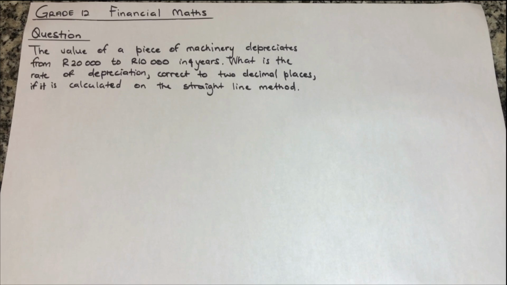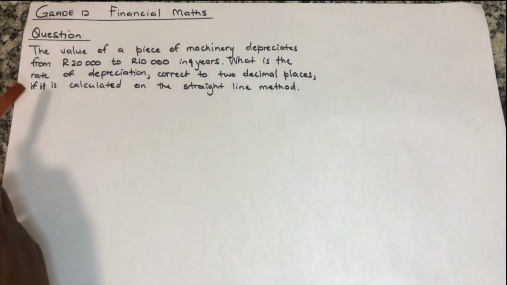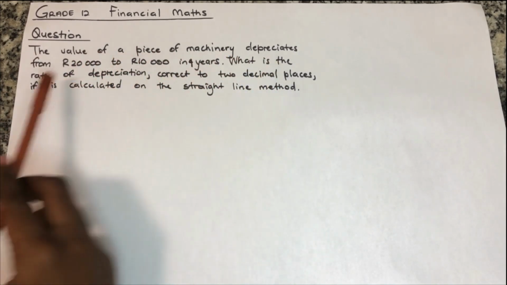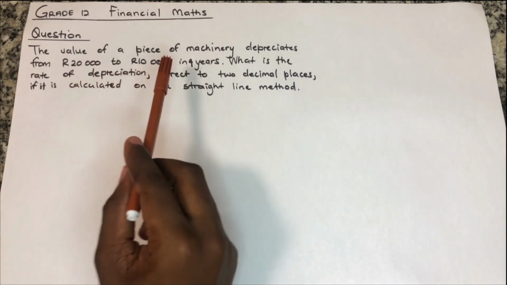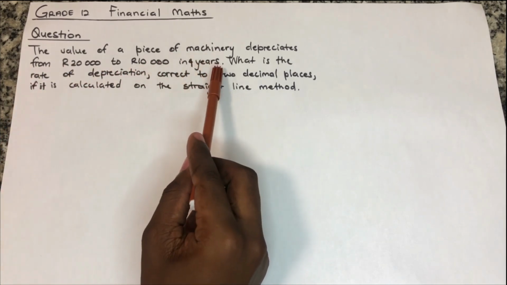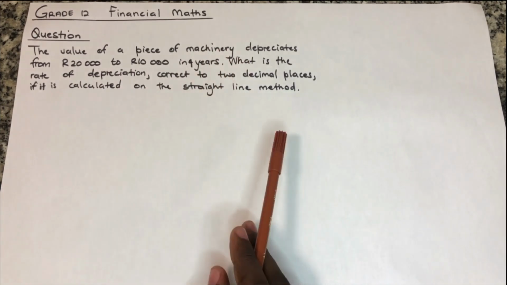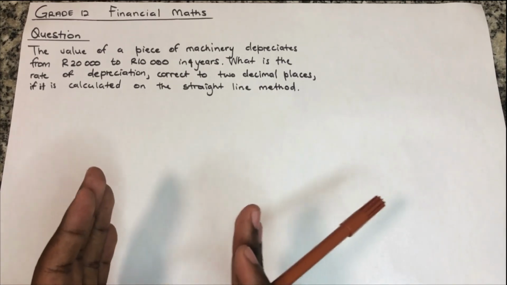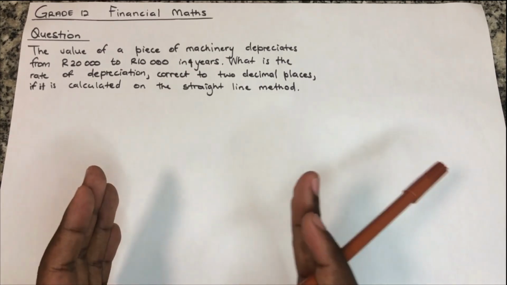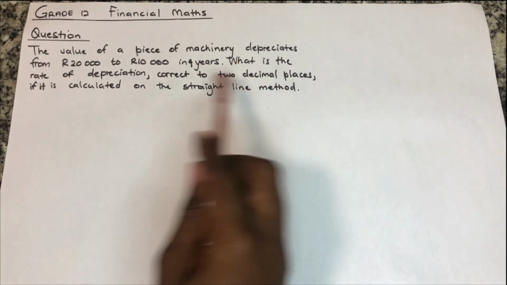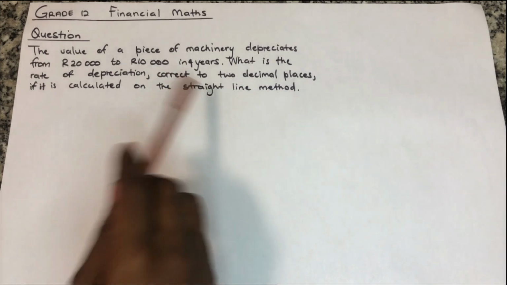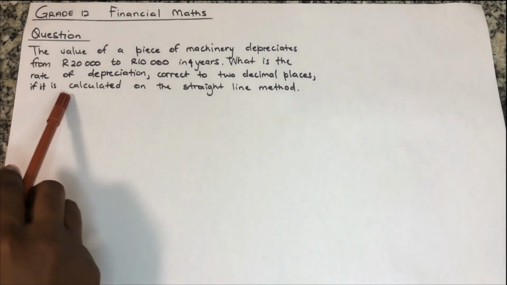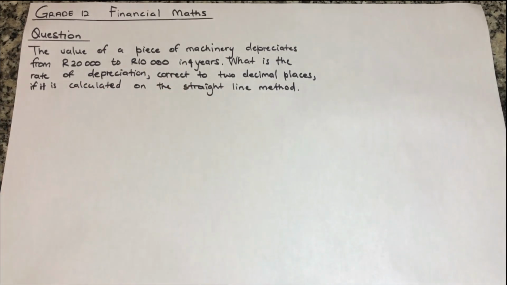Alright, so we have this simple question here. The value of a piece of machinery depreciates from 20,000 rands to 10,000 rands in 4 years. So the duration of depreciation of this machine is within 4 years. We have to calculate the rate of depreciation, and correct that to 2 decimal places, if it is calculated on the straight line method.